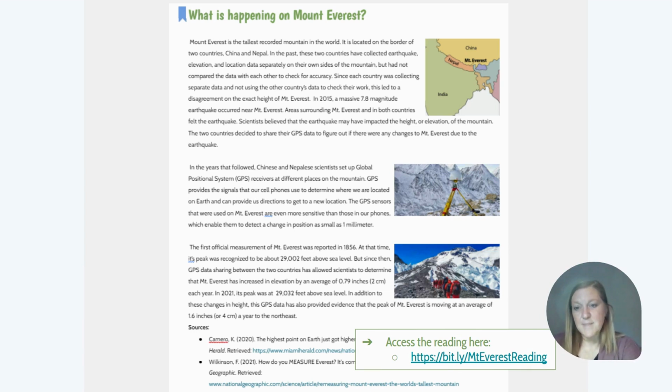Okay, next paragraph. In the years that followed, Chinese and Nepalese scientists set up global positioning system, or GPS, receivers at different places on the mountain. GPS provides the signals that our cell phones use to determine where we are located on Earth and can provide us directions to get to a new location. The GPS sensors that were used on Mount Everest are even more sensitive than those that are in our phones, which enable them to detect a change in position as small as 1 millimeter. I'll pause again and have you record your notices and wonders.